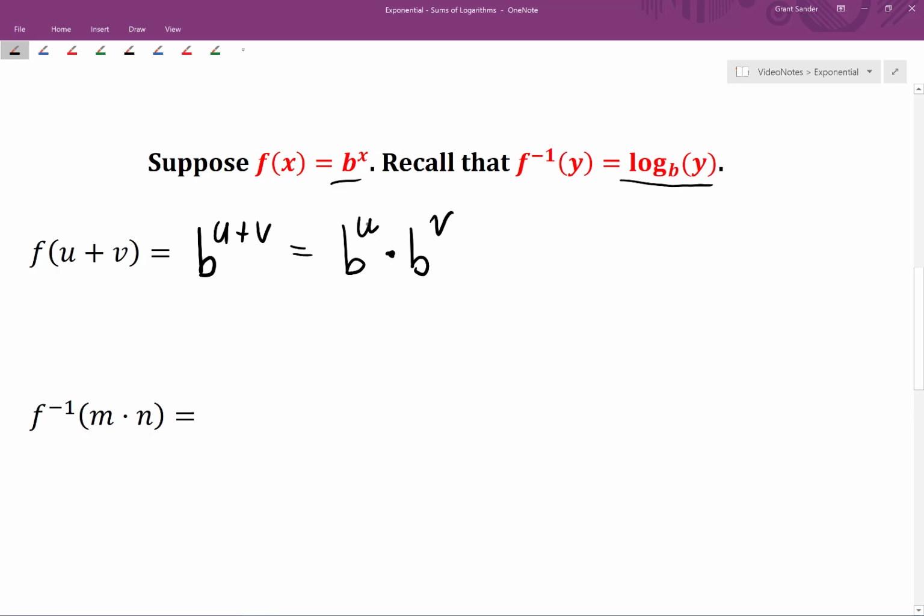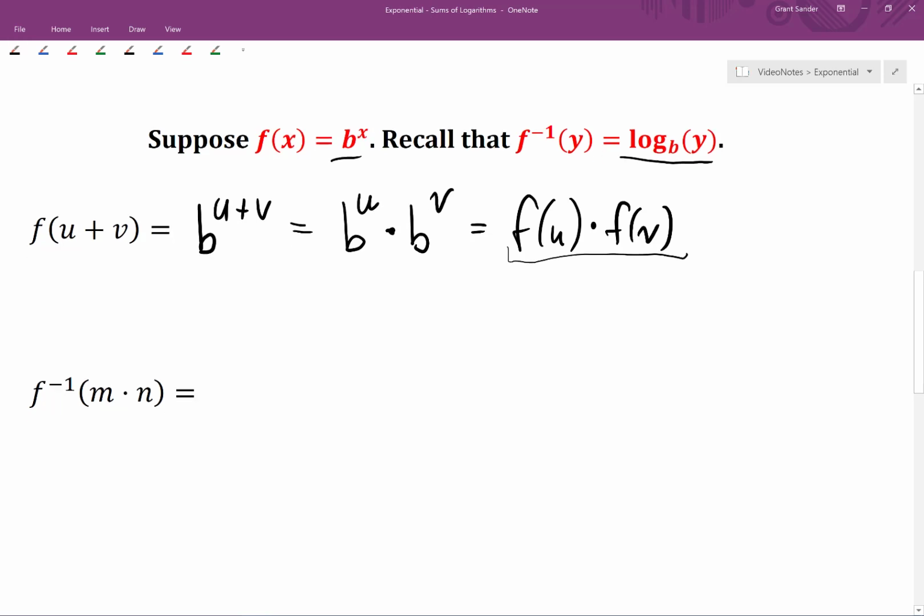But b to the u is really equal to f of u, that's the output of f when the input is u, and b raised to a power of v is just equal to f of v. So if we do f of u plus v, that ends up giving us f of u times f of v, which tells us that when we have a basic exponential function like this, then addition in the input results in multiplying the corresponding outputs.